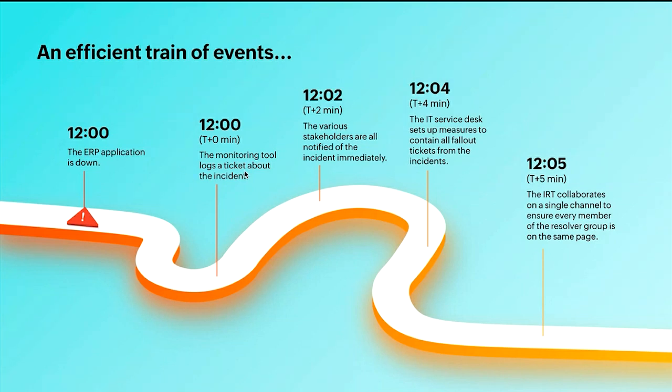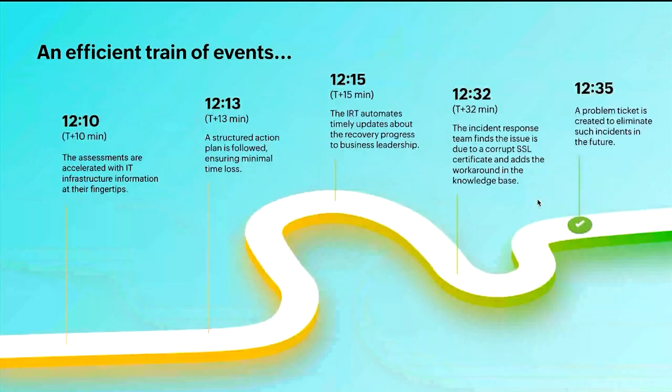So as soon as the ticket gets created, in less than 2 minutes, the stakeholders can be notified. In less than 4 minutes, you can ensure that the tickets are being triaged. In less than 5 minutes, you can ensure that all the resolver groups come under the same page. You have a common mode of communication. You create maybe a Teams channel or a Click channel to communicate. You then accelerate the communication through MS Teams, through banner announcements, etc.